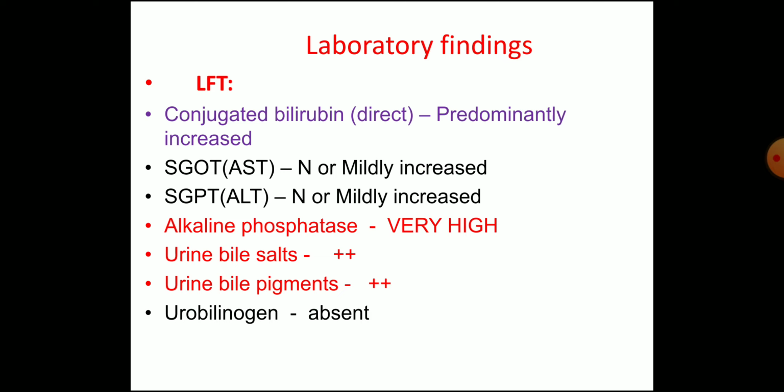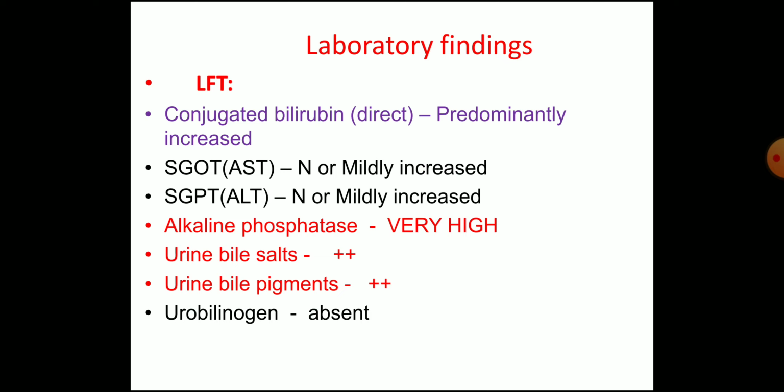Now the laboratory findings of obstructive jaundice, LFT. Usually we do the blood tests for the estimation of bilirubin. LFT is done. Conjugated bilirubin or the direct acting bilirubin will be predominantly increased. SGOT or AST is either normal or mildly increased. When there is infection of the liver, or hepatitis, there will be an increase in the SGOT and SGPT, that is AST and ALT. Then alkaline phosphatase will be very high. That is the typical feature of obstructive jaundice.